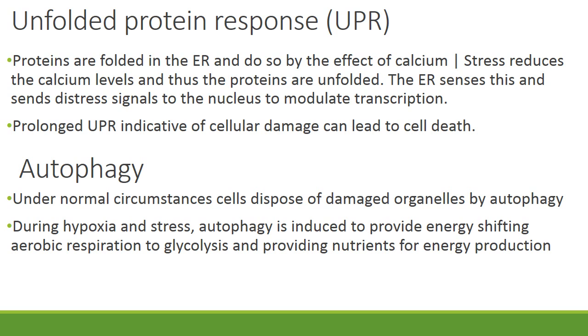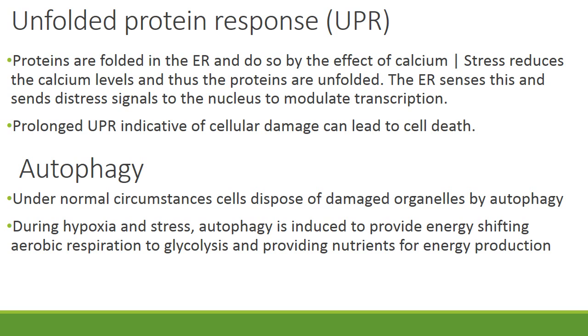Now once the proteins are inside the endoplasmic reticulum, that's where they undergo folding, and they do so by the effect of calcium. During the period of stress, there is a reduced calcium level and these proteins get unfolded. If the ER senses this, they send distress signals to the nucleus to modulate the transcription process. Transcription is the one where mRNA comes and takes the code from the DNA. If there is a prolonged unfolded protein response, it's indicative of cell damage, and this can lead to cell death.